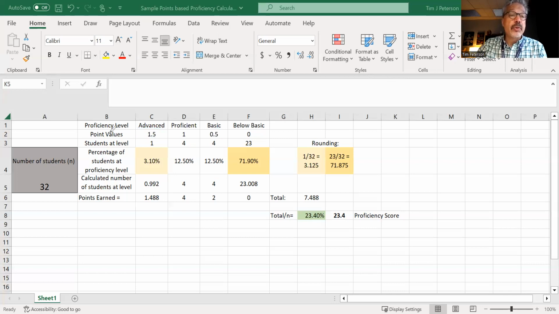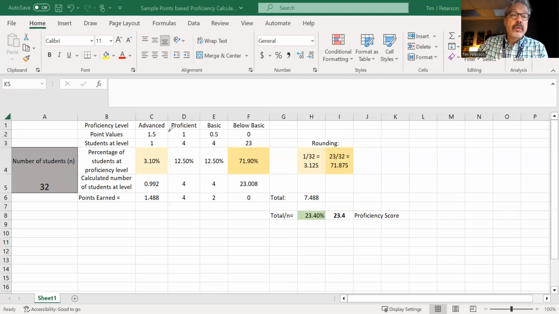Those are going to be used in our calculations. Now, of our 32 students, which is N, we have 1 student at advanced, 4 students at proficient, 4 at basic, and 23 at below basic. DPI does not do a straight calculation. They do not do the 1 times 1.5 to give you the total number of points. They look at what percentage of students are at each of the proficiency levels.